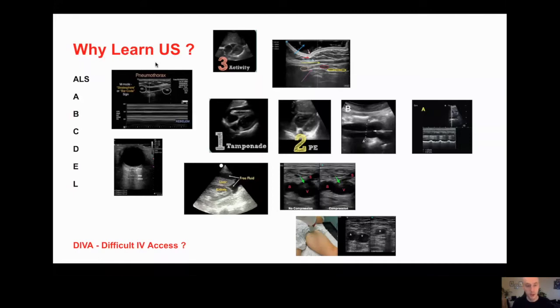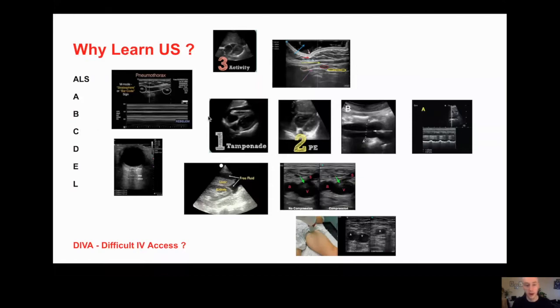It can be used in ALS to pick up cardiac activity, PEs, tamponade. We can find the cricothyroid membrane. It's more sensitive than clinical examination and X-ray combined at picking up lung pathologies. So it's almost 100% sensitive at picking up a pneumothorax. And it also picks up things like pulmonary edema and consolidation.